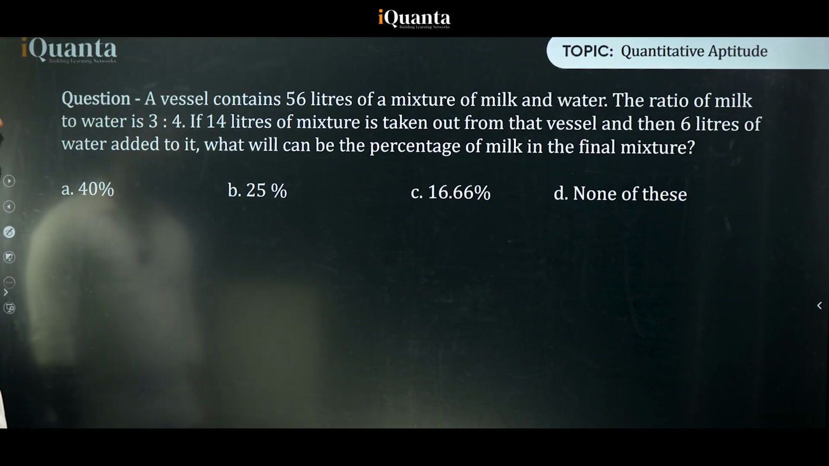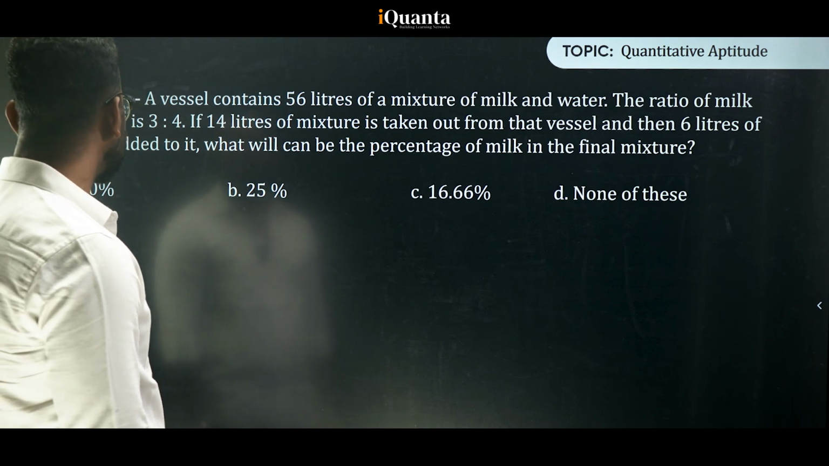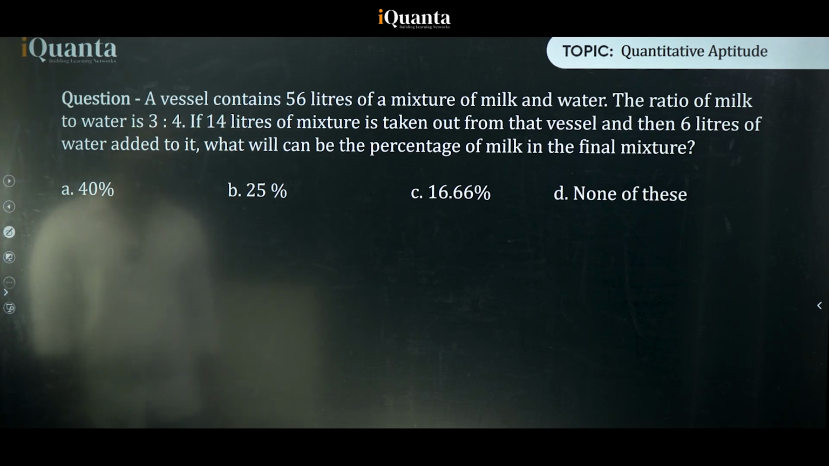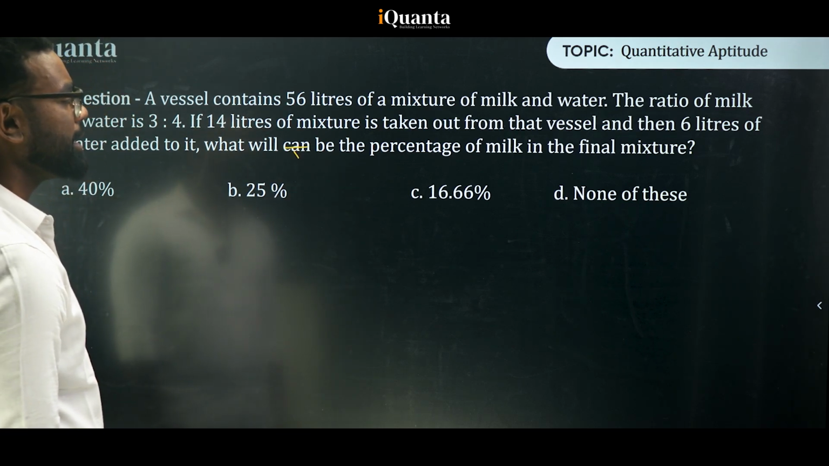So here it is, a vessel contains 56 liters of mixture of milk and water. The ratio of milk to water is 3:4. 14 liters of mixture is taken out from that vessel and then 6 liters of water is added to it. What will be the percentage of milk in the final mixture?